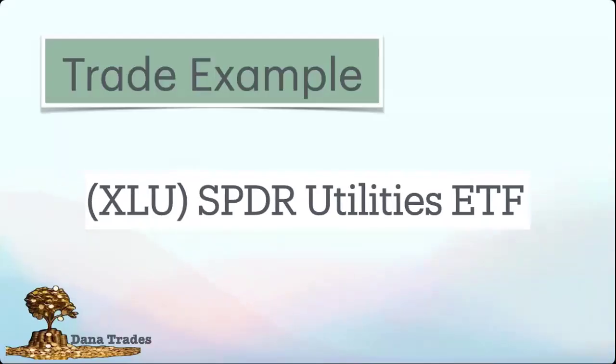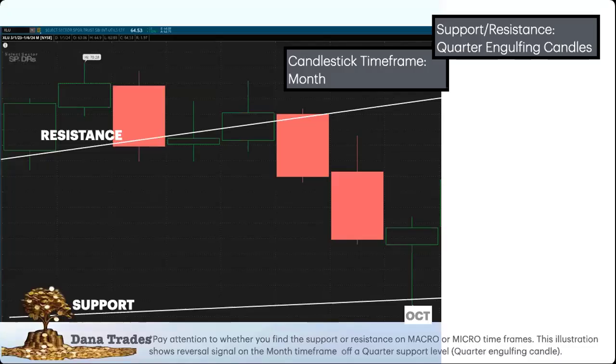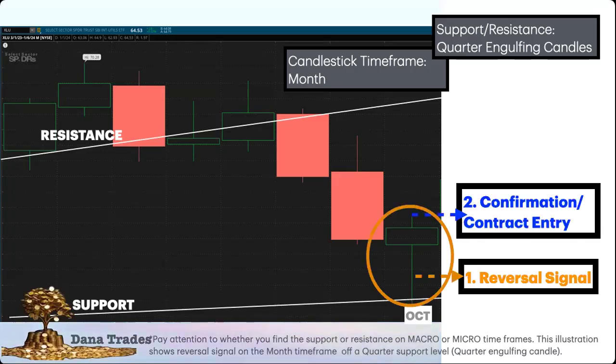Trade example, XLU, the Utilities Exchange Traded Fund. This trade example demonstrates a price reversal and trade signal as well as first target based upon the month time frame. Unlike the previous trade recap that identified the signals, the confirmation, and the target on the half day.